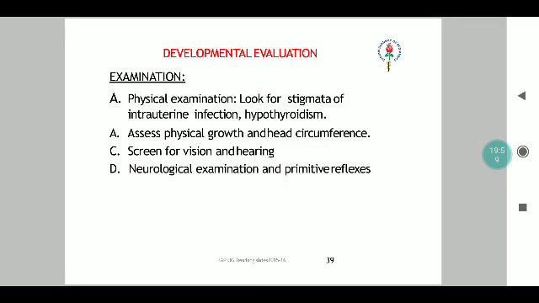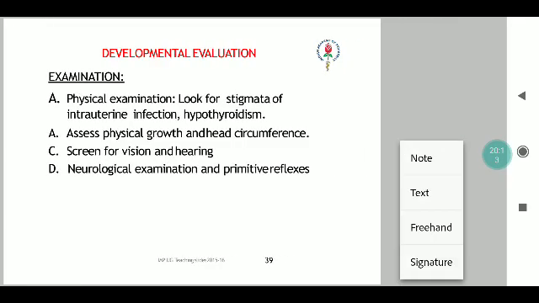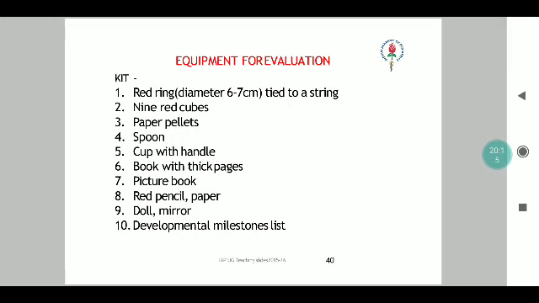Now, coming to the examination of the child, physical examination is required to see the child from head to toe. Also to assess the physical growth and head circumference, to also screen for vision and hearing, as well as neurological examination, and to examine for the primitive reflexes as well. To conduct this evaluation, we need a certain set of kit to conduct a detailed assessment.